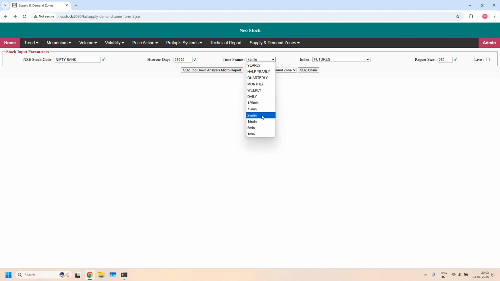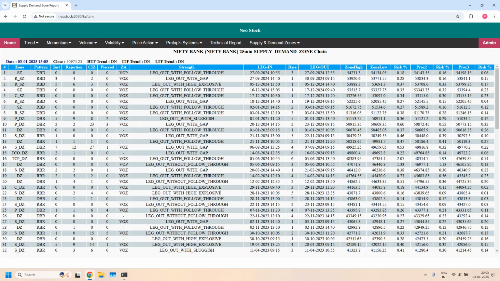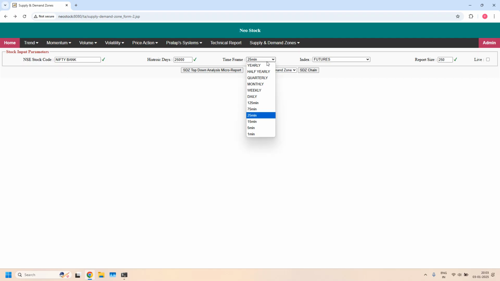Next, 25 minutes supply demand zone chain for BANKNIFTY. Next, 15 minutes supply demand zone chain for BANKNIFTY.